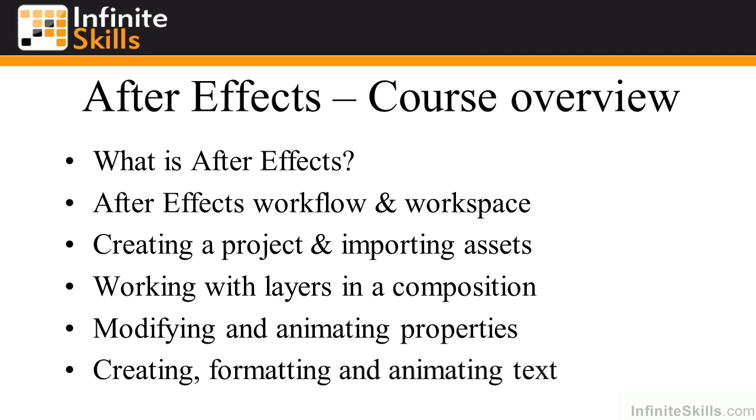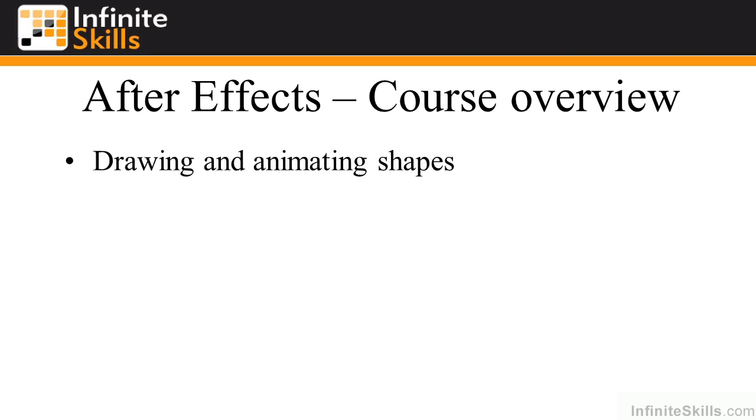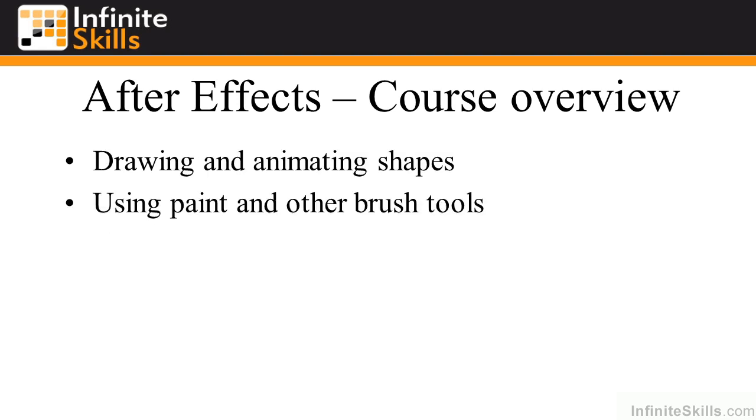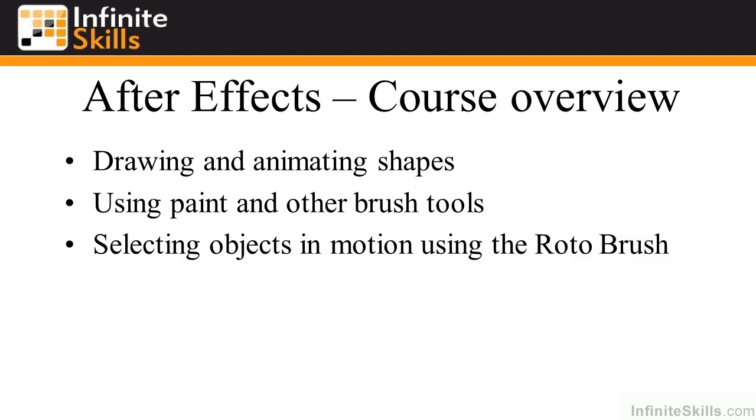One of the most powerful features of After Effects is that you can animate text on a per character, per word, or per line basis. Entire production studios focus on only this aspect of After Effects. I'll explain how you can draw and animate shapes, how you can use paint and other brush tools, and how you can select objects in motion using the Roto Brush tool. And this is really pretty amazing when you think about it.